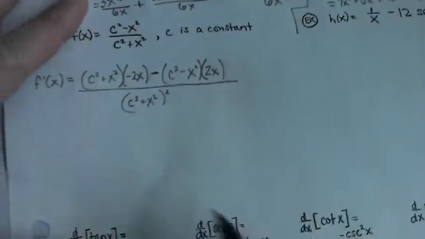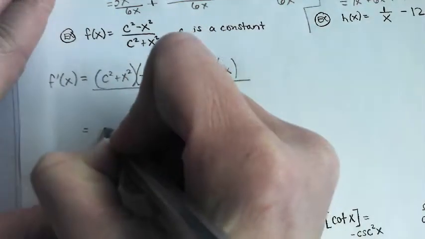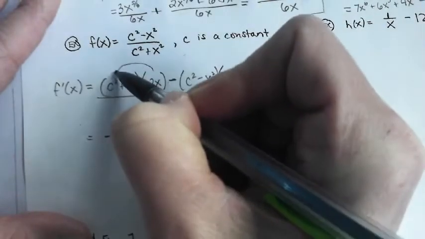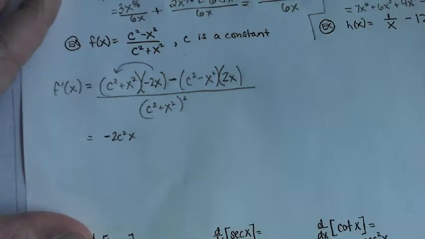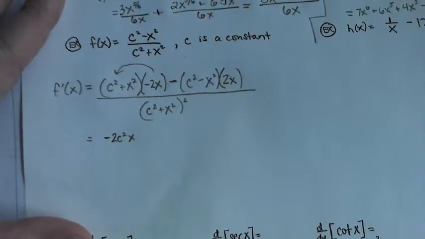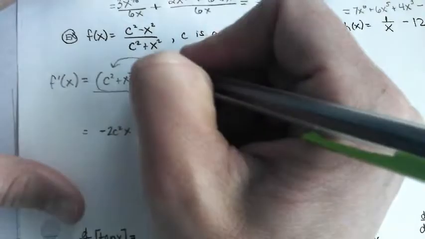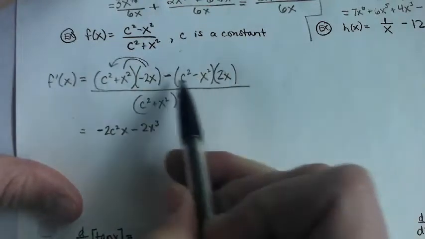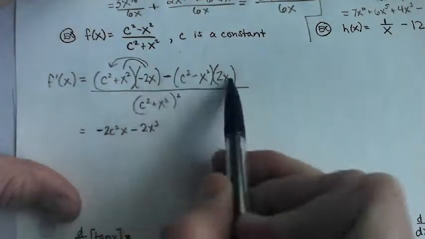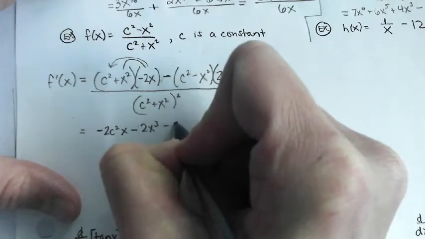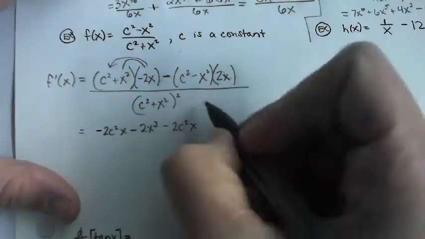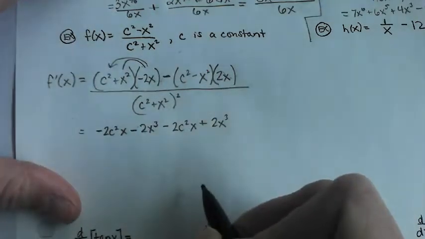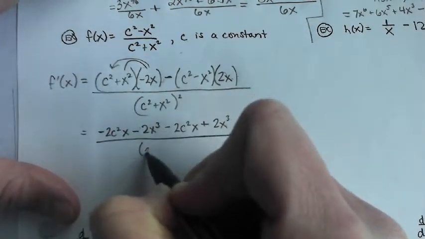Oh, yuckies. All right, so the cleanup for this is going to look like negative 2c squared x when I distribute. I'm just putting that c squared out in front of the x because it is a constant, so it would be more in the coefficient section. Minus 2x cubed. And on this next one, I'm essentially distributing a negative 2x. So minus 2c squared x plus 2x cubed. All over your denominator squared.